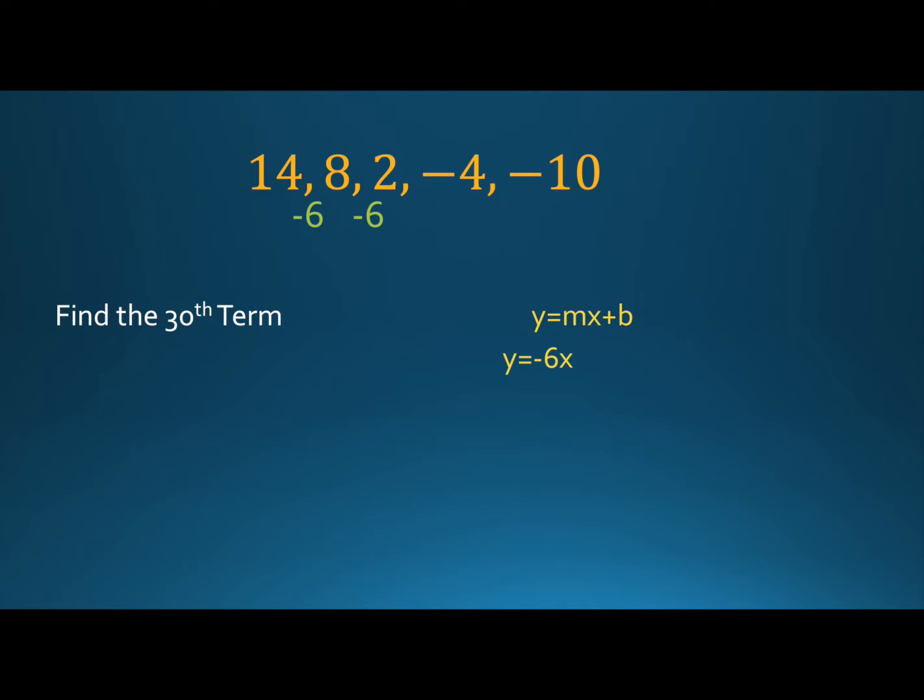We need to find the 0 term, our b value. 14 is the first term we see, so we would do the opposite. 14 plus 6 is 20. Our equation is y equals negative 6x plus 20. Now let's plug in 30 for x. Negative 6 times 30 is negative 180, plus 20 is negative 160. Our 30th term is negative 160.